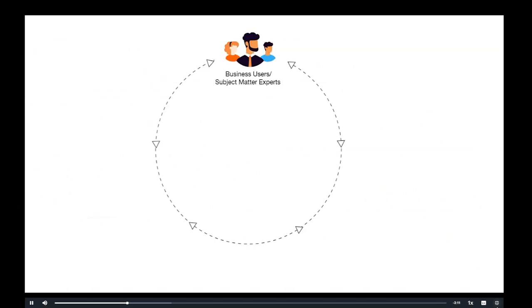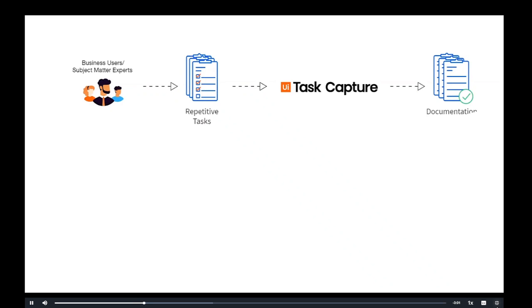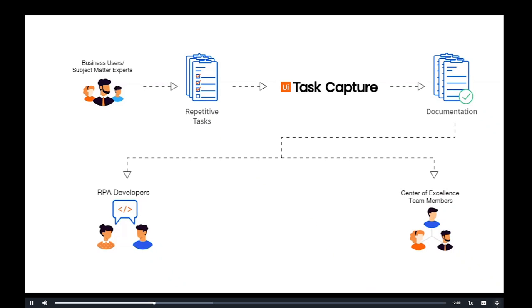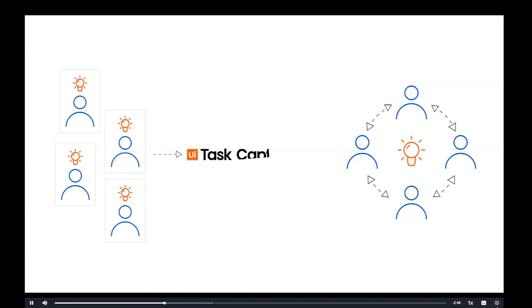The goal of the application is to bridge the gap between these groups to speed up digital transformation and standardize processes. As business users and subject matter experts start documenting their tasks using Task Capture, RPA developers and the COE team use the resulting documentation to develop and implement automation projects. Let's discover how we can transform siloed knowledge into organizational wisdom using Task Capture.